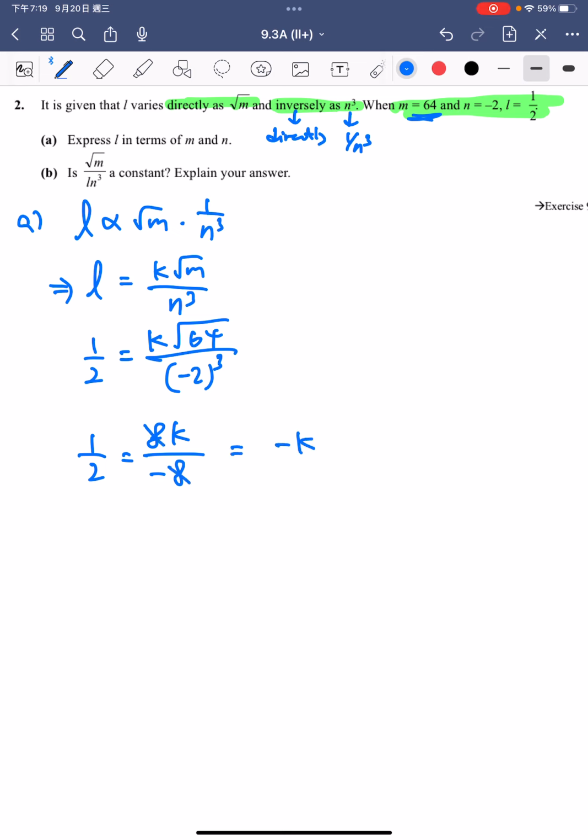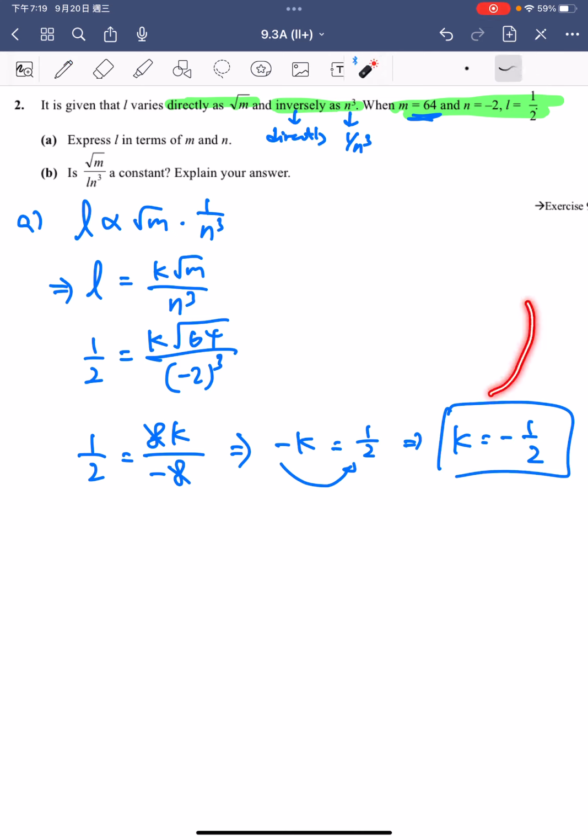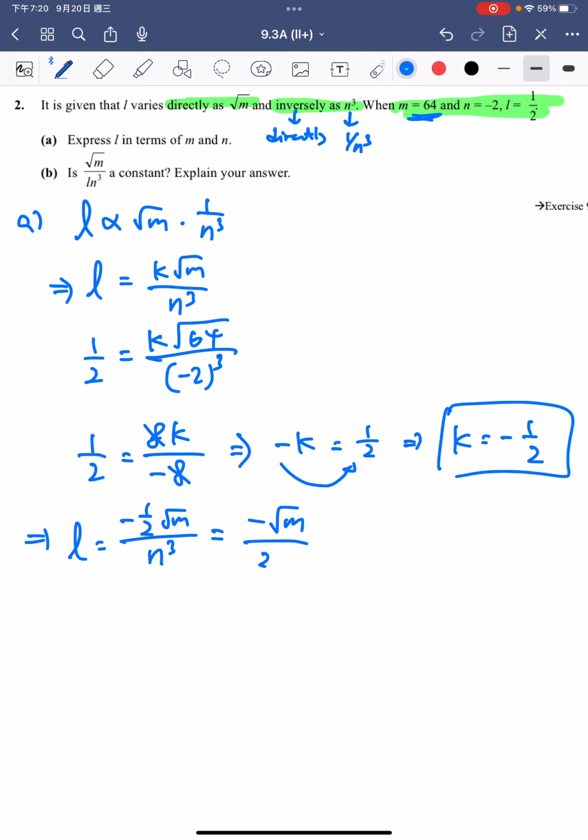So we can eliminate the 8, then we have negative k is equal to a half. But be careful, we need to move the negative sign here as well. Then we have k is actually equal to a negative half. After we get the value of k, we put it back into our original formula. Then we have L is equal to a negative half square root m divided by n cubed. If you rearrange it, we can have a nicer look. Then we have negative square root m divided by 2n cubed. So that's the relationship between L, m, and n.